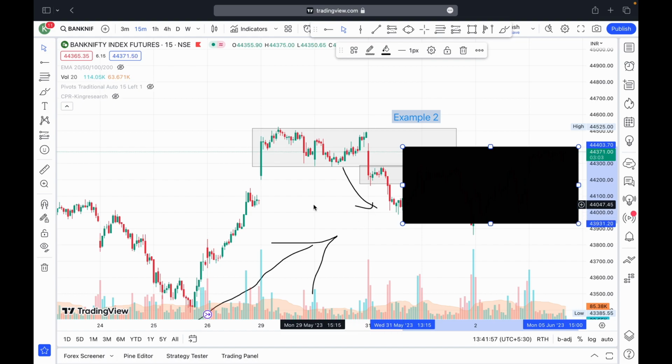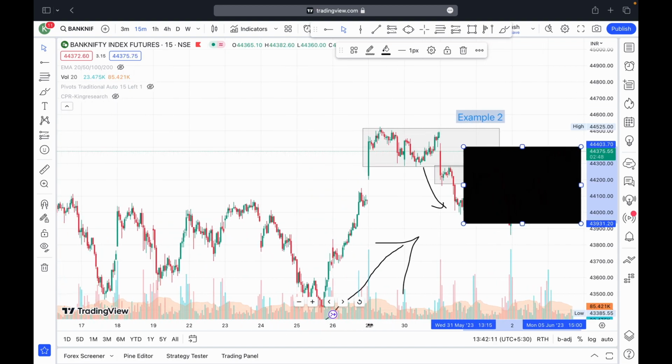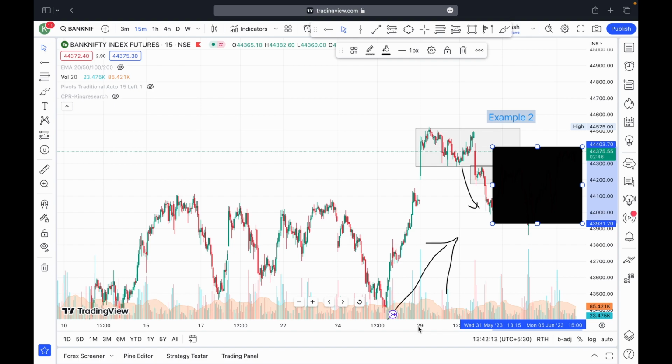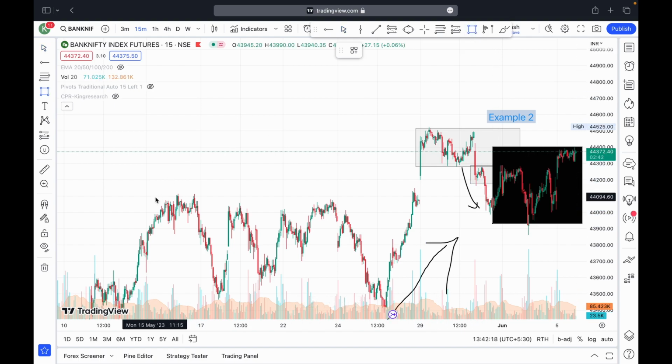Before we move further, let's analyze our SNR. There is one SNR over here, an SNR zone, which is the most traded price. The other one is here, and one very important one that I would like to tell you about is this: our most important SNR is here, because this zone is being traded.